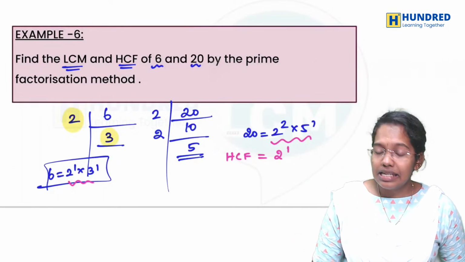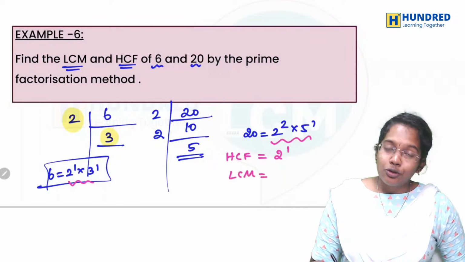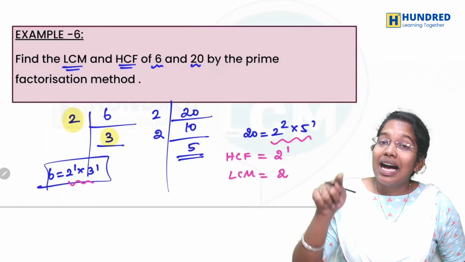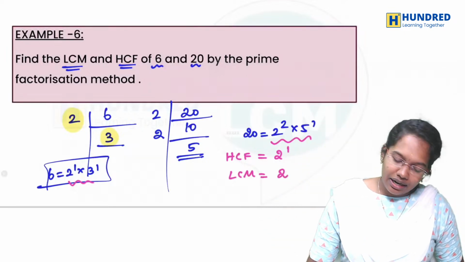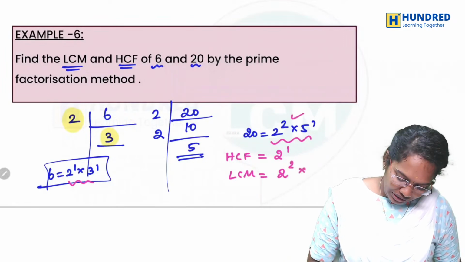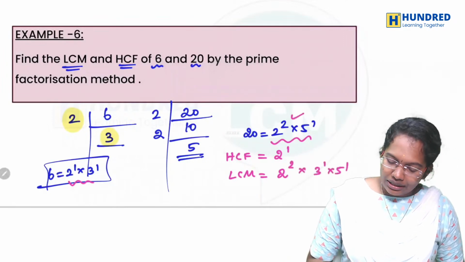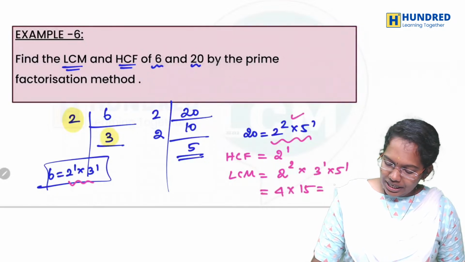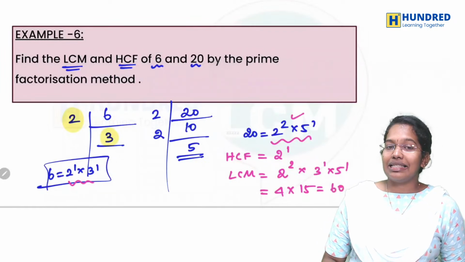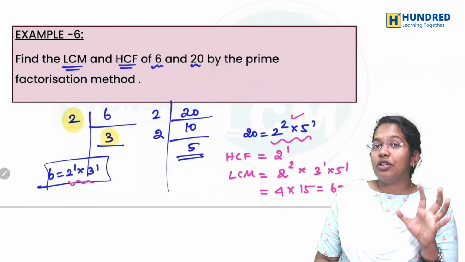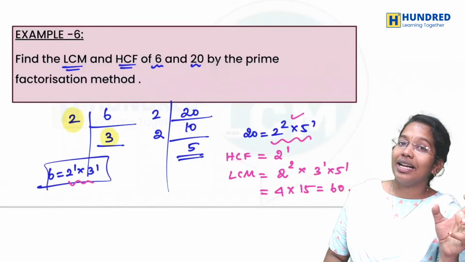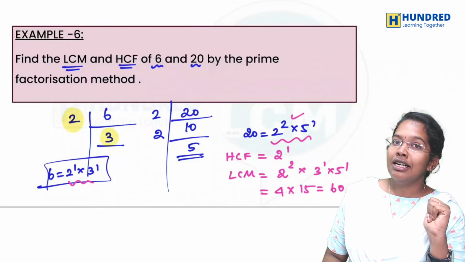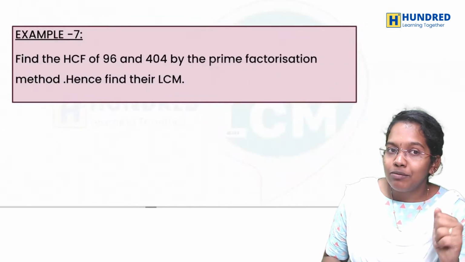And what about LCM? How can we find the LCM part? First you have to write the common thing, which is 2, and you have to go with the highest power of the common factor, which here is 2 square, and then you have to write the remaining factors from both. So here it will be 4 into 15, so the answer would be 60, the LCM here. Okay, so this is how we use the prime factorization method to find the LCM and the HCF of the given numbers. Okay, so now let's move on to the next sum.